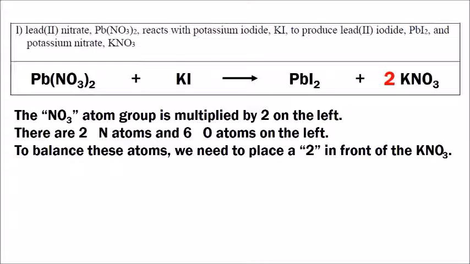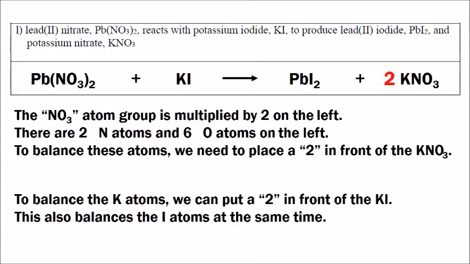Now we have 2 potassium atoms on the right, so let's put a 2 in front of the potassium iodide. This will give us 2 atoms of iodine on the left, which is what we wanted anyway. So now everything is balanced, and the coefficients from left to right are 1, 2, 1, and 2.